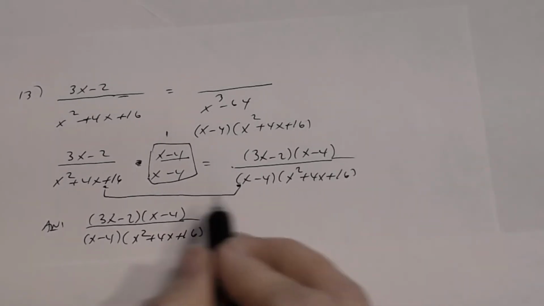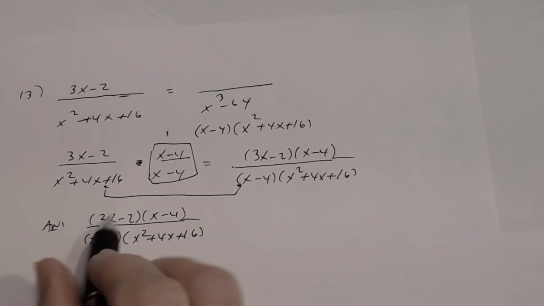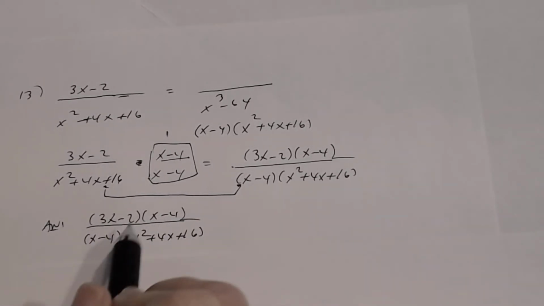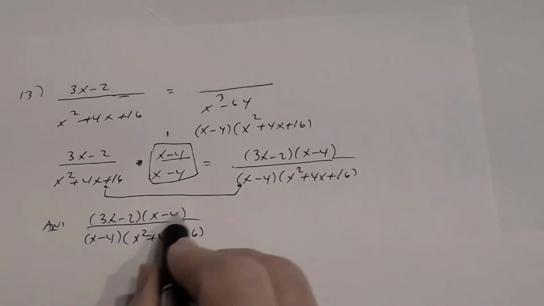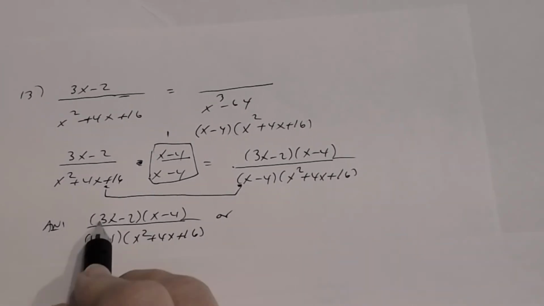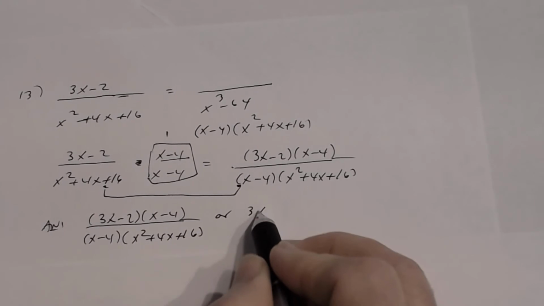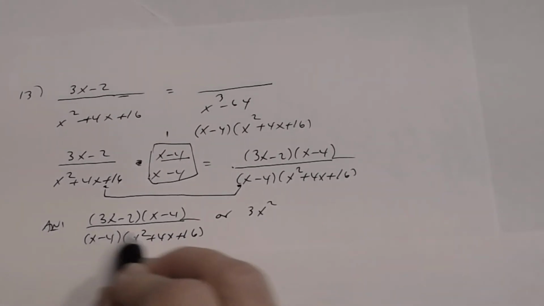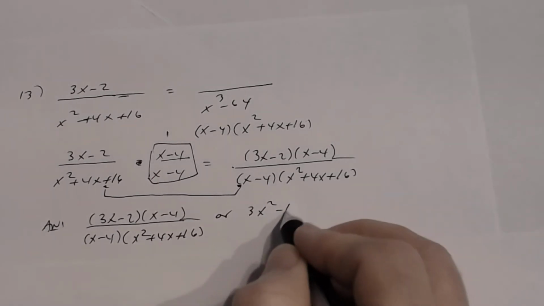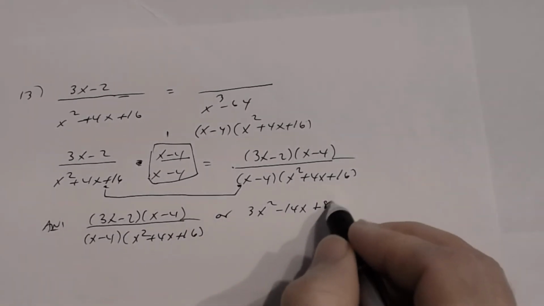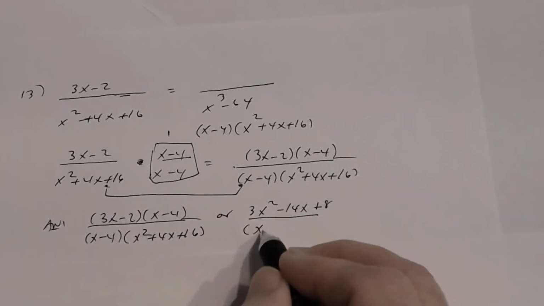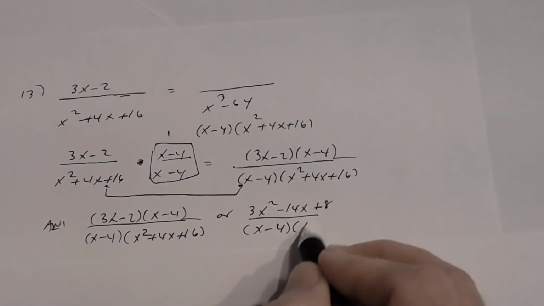Okay? Now, at some point in the next lesson, you may need to multiply the numerators out, but always leave the denominator in factored form. So notice if I use the FOIL method here, 3x times x is 3x squared. The outer is a negative 12x. The inner is a negative 2x. So I get negative 14x. And the negative 2 times negative 4 is a positive 8, over the denominator. Leave the denominator in factored form.